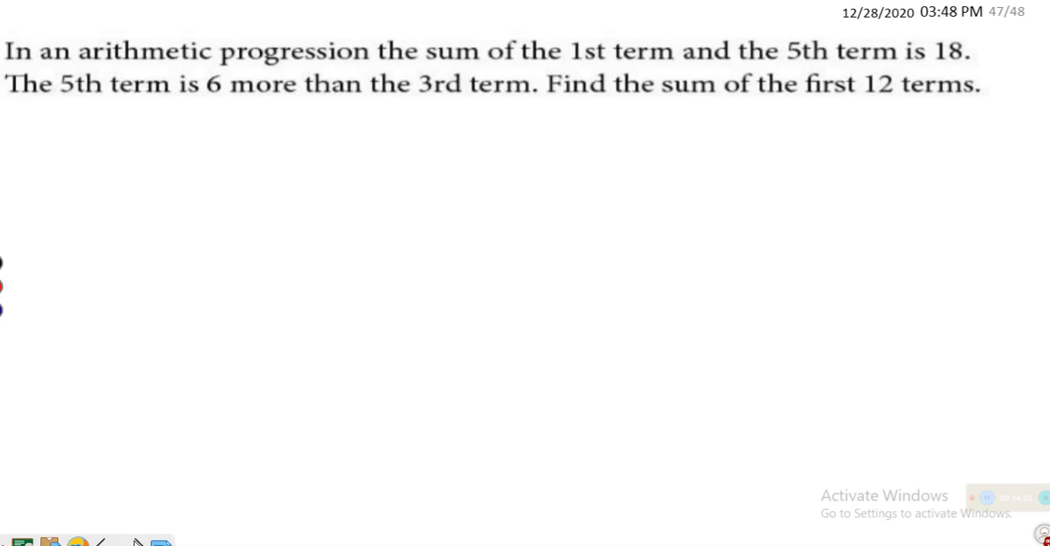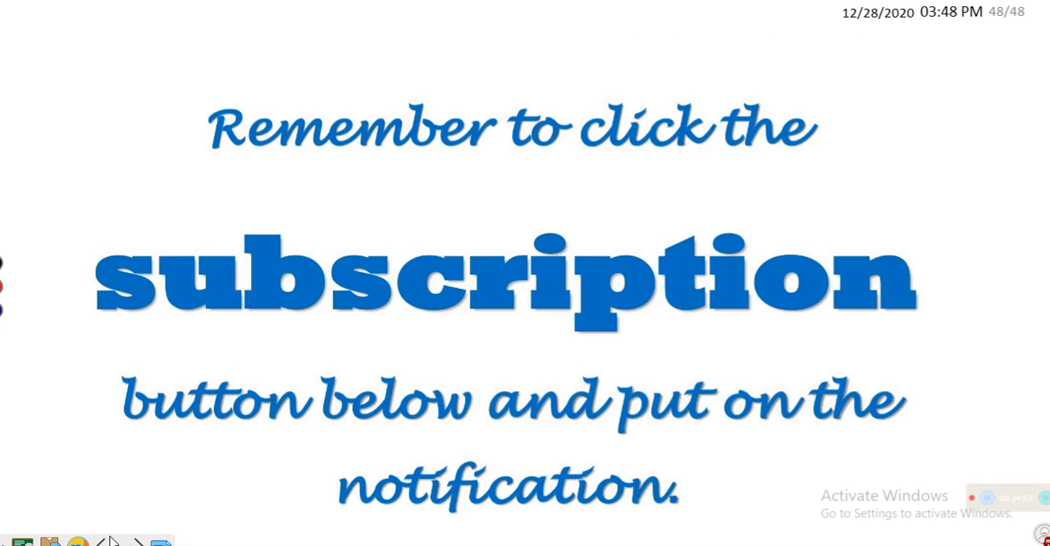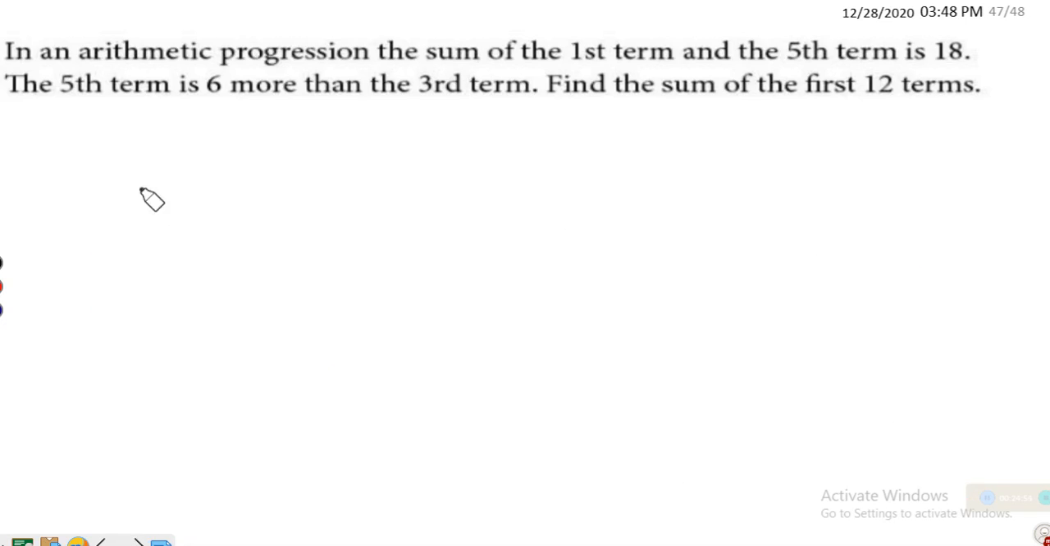In an arithmetic progression. So this is the last question. In an arithmetic progression, the sum of the first term and the fifth term is 18. The fifth term is 6 more than the third term. Find the sum of the first 12 terms. So let's do this together. So let's write the formula of the nth term, a plus (n minus 1) d.